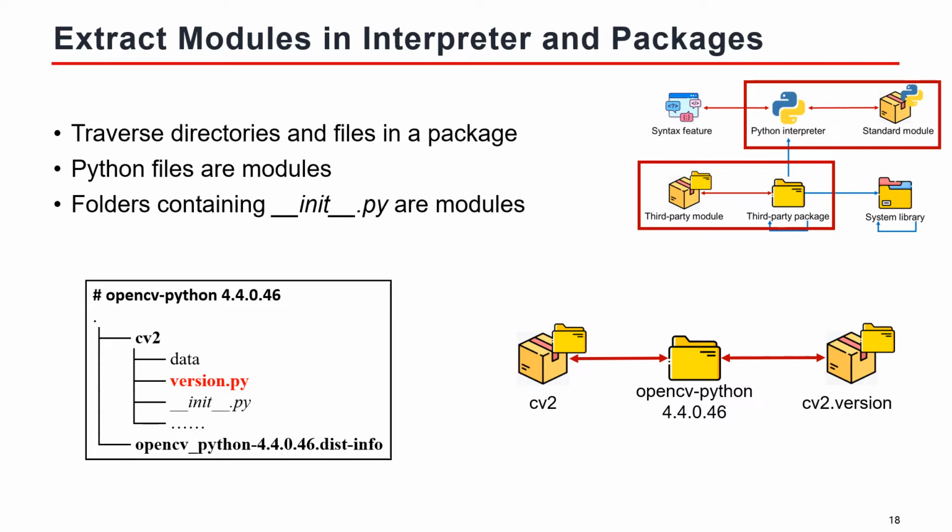Then, we collect the knowledge of what modules are contained in each Python interpreter and third-party package. We analyze the directory structure to extract modules in different levels. Python files are modules, and folders containing init files are also modules. For example, cv2 is a top-level module contained in OpenCV-Python, and cv2.version is a second-level module.